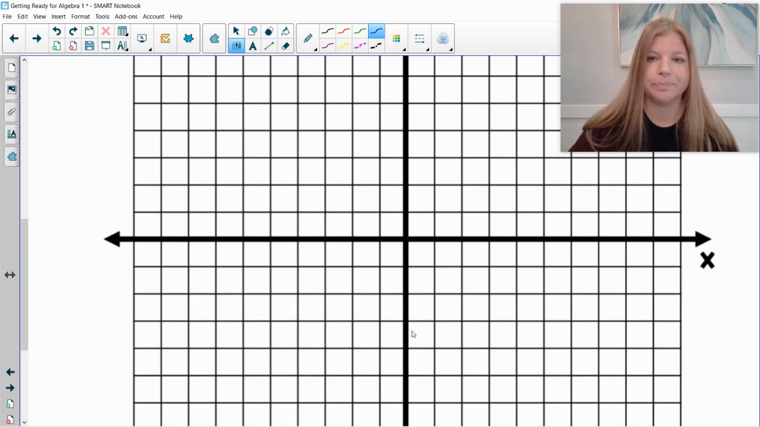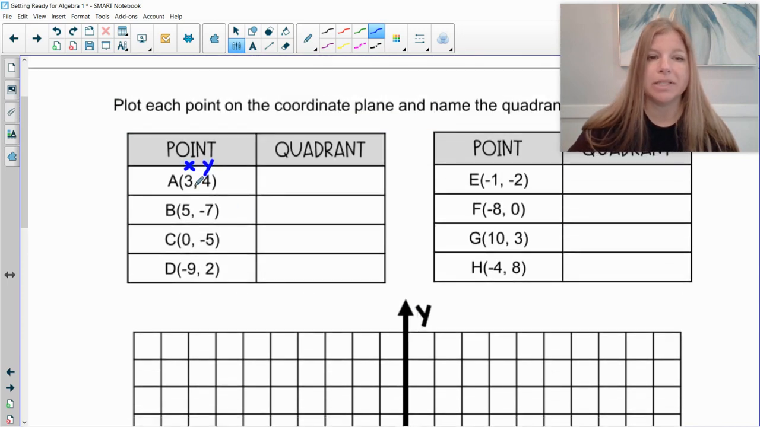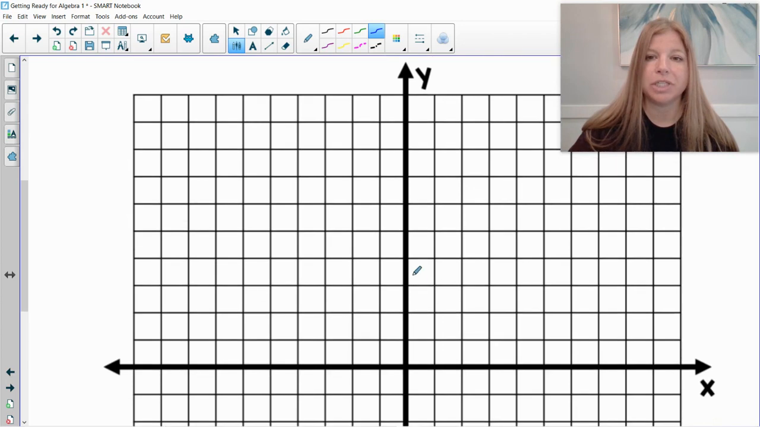So if I'm looking to plot this first point at 3, 4, what that means is from the origin, I go 3 units to the right, 1, 2, 3, and then I go 4 units up, 1, 2, 3, 4. So that would be 3 on the x-axis and then 4 on the y-axis. And I'm going to label that as point A.